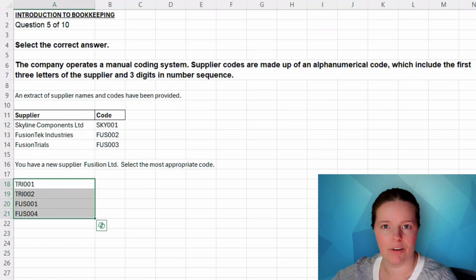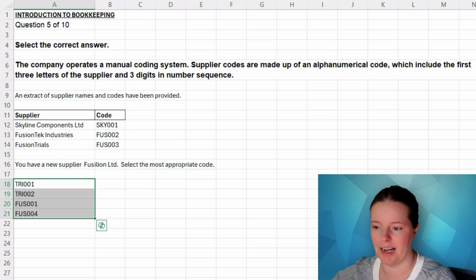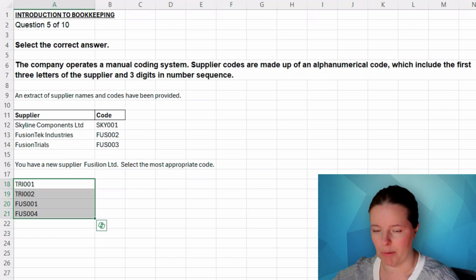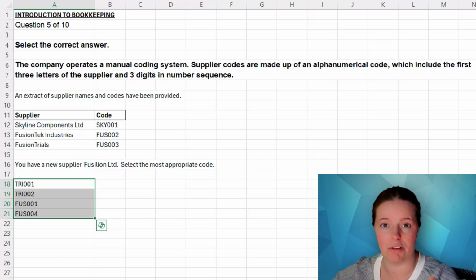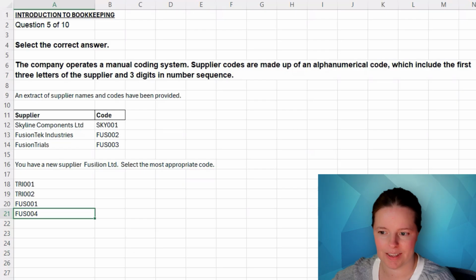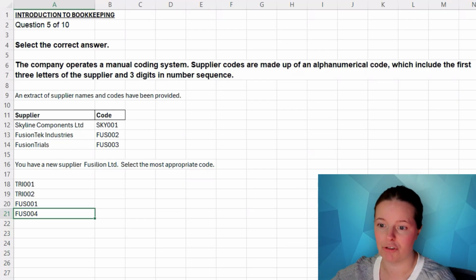So we can completely ignore TRI001 and TRI002 because we're not using the last part of the supplier's name, we're using the first part, so the first 3 letters in this case. So it's not TRI001 or TRI002, but it could be FUS001 and FUS004. However, think about this logically. If we're using a system, then it's going to follow sequentially. So if we've already got FUS002, we're likely to also have FUS001. So the next one available is going to be FUS004. So I hope that makes sense. But again, make sure to read the question in the exam because it might not always be alphanumerical.